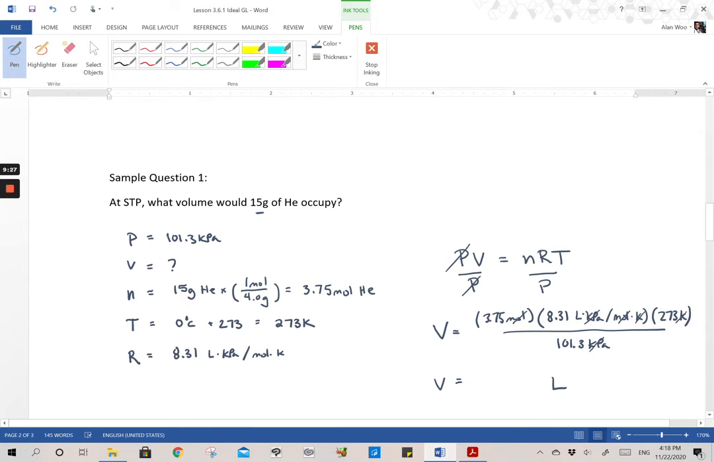So if you multiply everything on the top and divide everything on the bottom, it will come out to 83.98 liters. So that's our volume. That's how much 15 grams of helium would occupy if the gas was at STP. So if you wanted to figure out pressure or temperature or moles, you just have to manipulate the formula once and then insert everything in. So it is really as simplistic as that. So that's the first question.